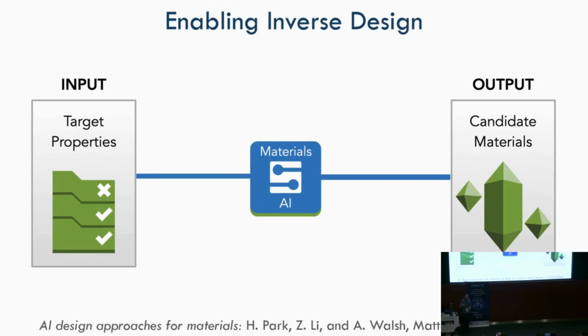So it could be color, it could be corrosion resistance, it could be a particular conductivity level. So we want to map between the targets and candidates. So how do you do that? So I have a blue box, which is sort of the magic.